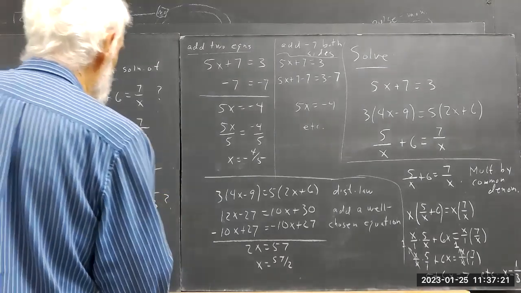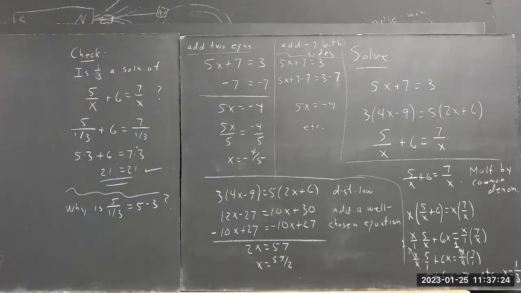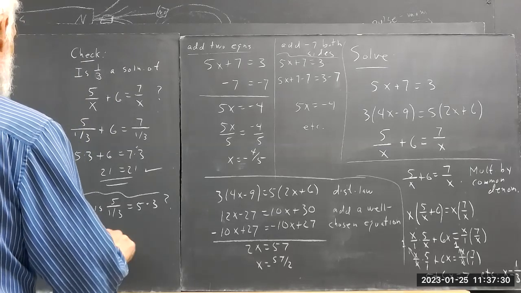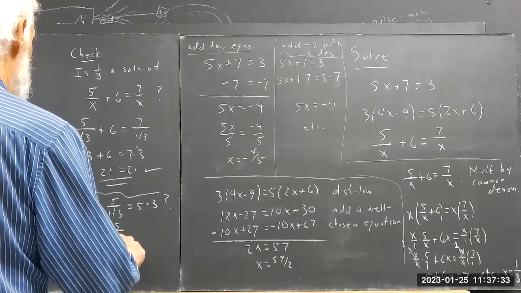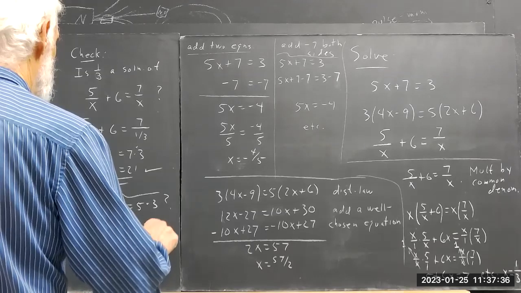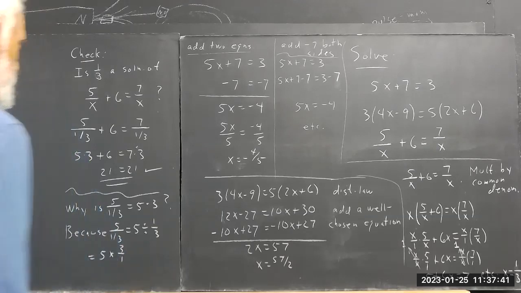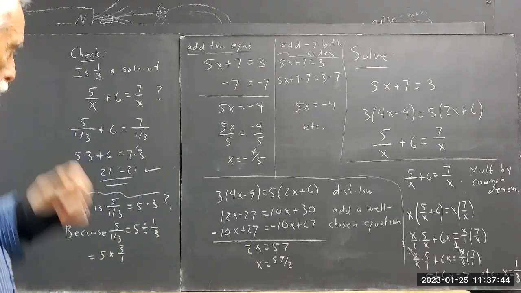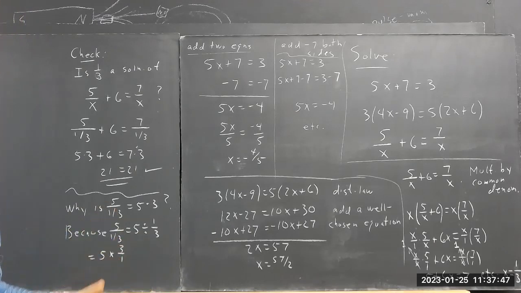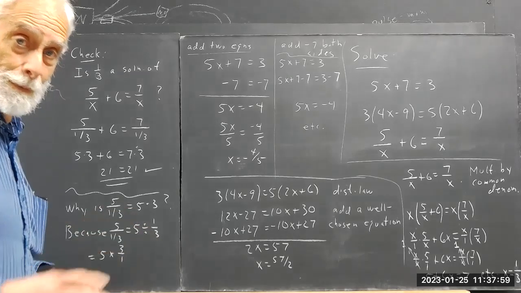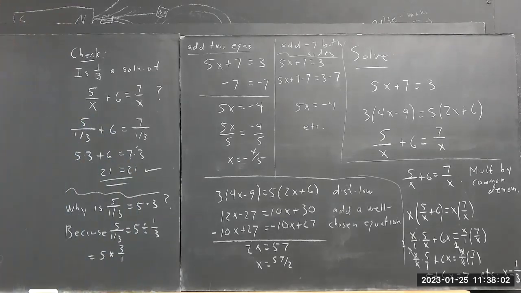Why is 5 over 1/3 equal to 5 times 3? Well, it's because 5 over 1/3 is 5 divided by 1/3. When you divide by a fraction, you multiply by its reciprocal. And there's a simple reason for that. How many 1/3 are there in 5? Okay, well, talk about that. Go ahead and everybody process that for a minute.